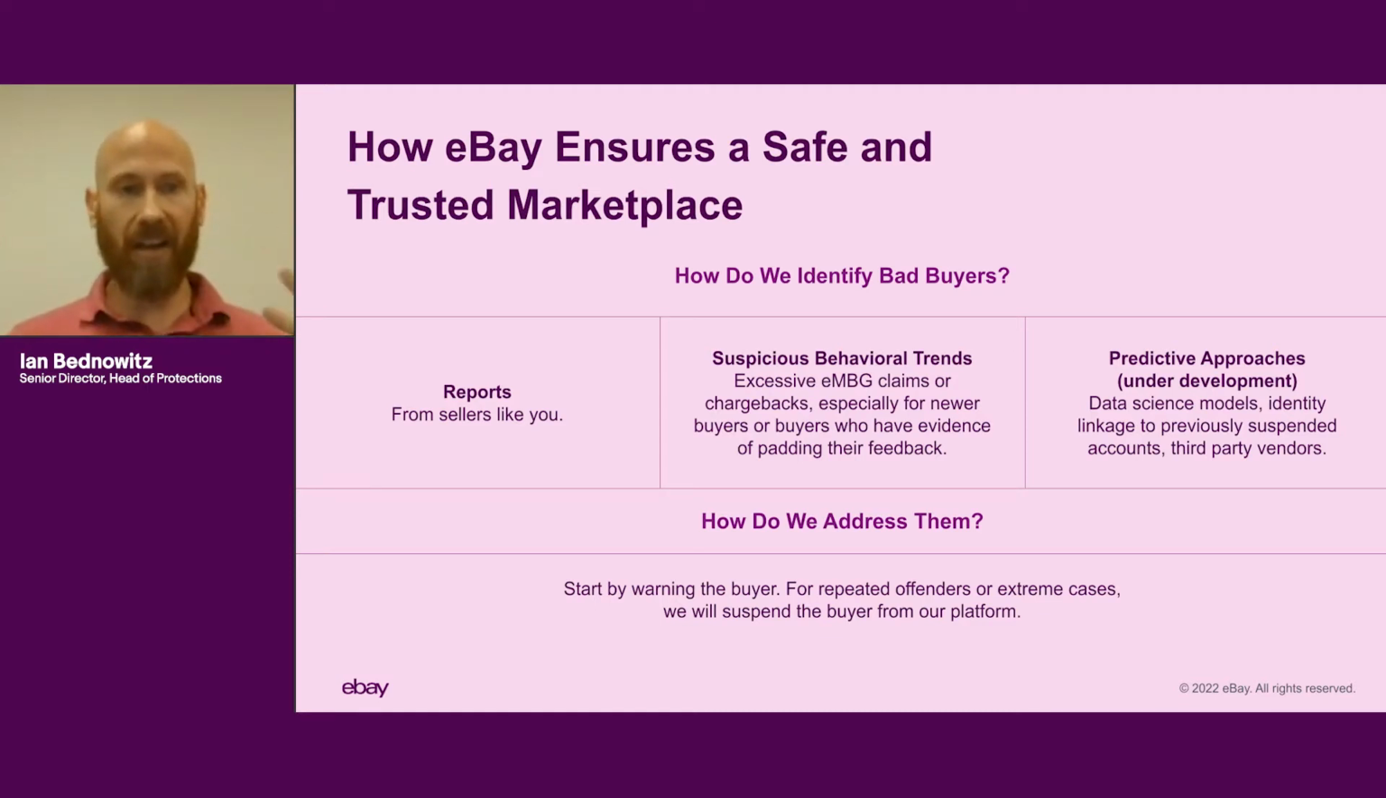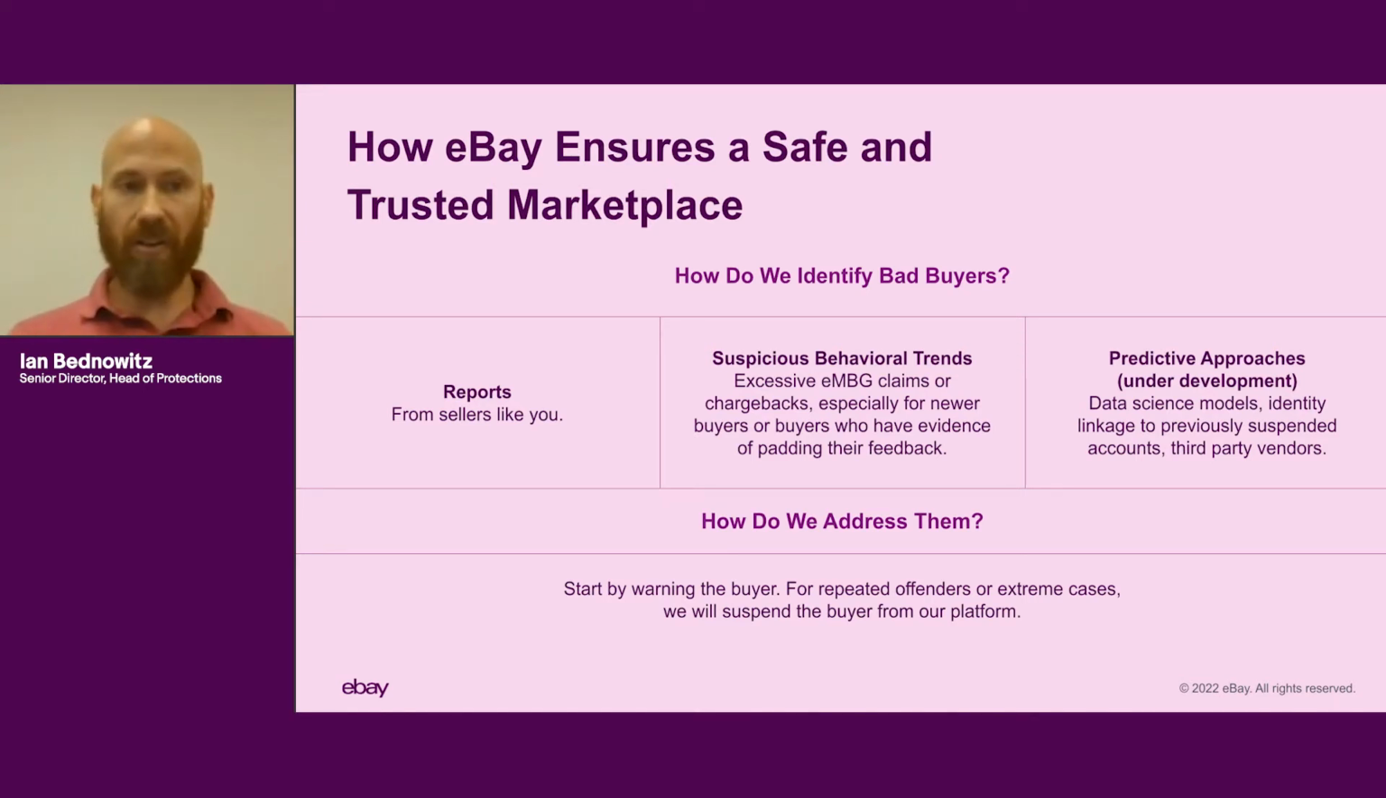So we look at data on claims. Are they doing excessive numbers of not as described claims or remorse return claims, especially if they're newer? Do they have examples where it looks like they are trying to fake the feedback that they have on their account? So we look for these types of trends, but when we get a report from you, that helps us prioritize looking at those buyers.